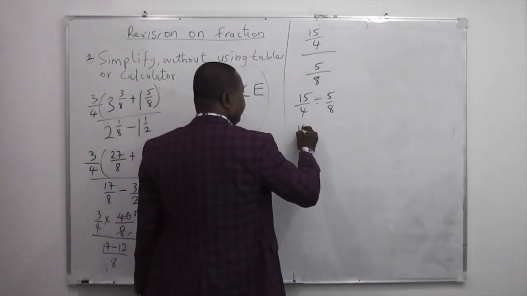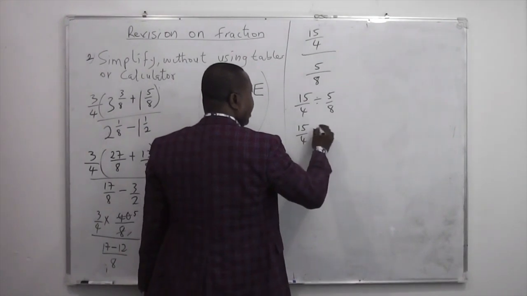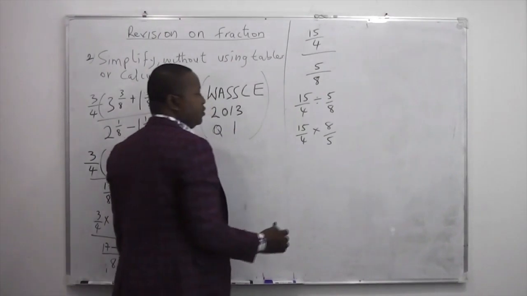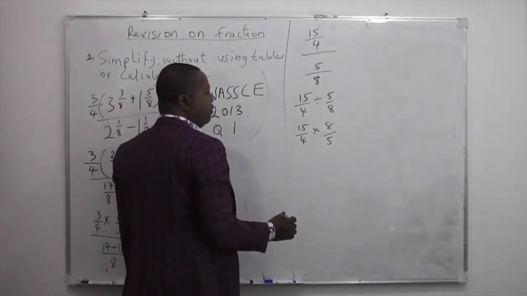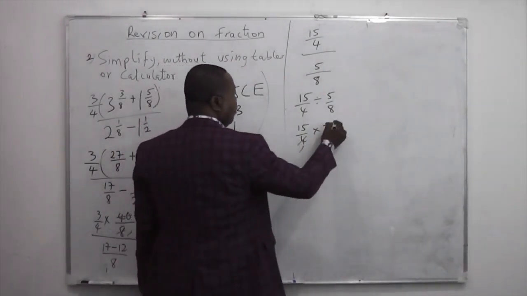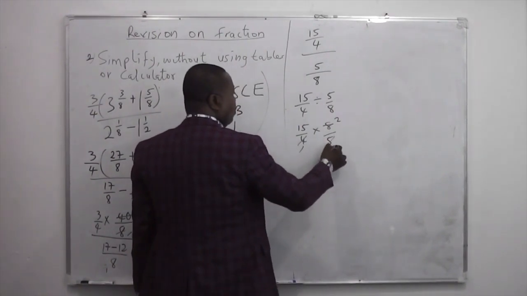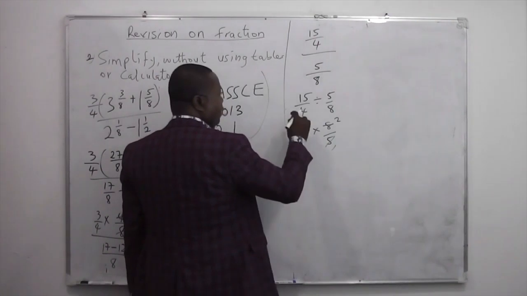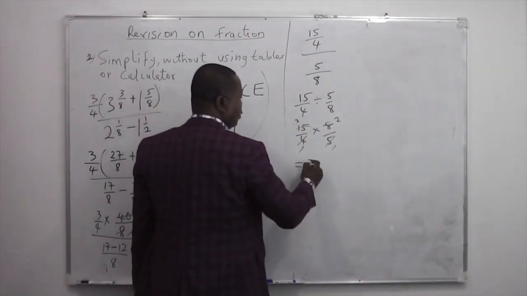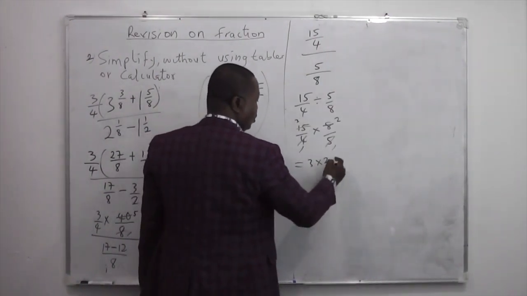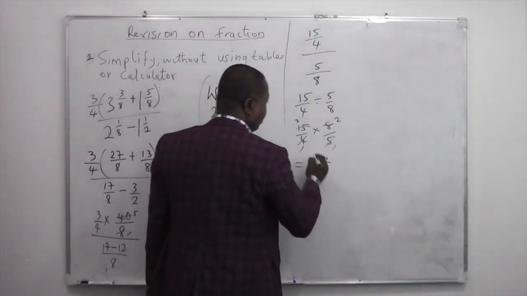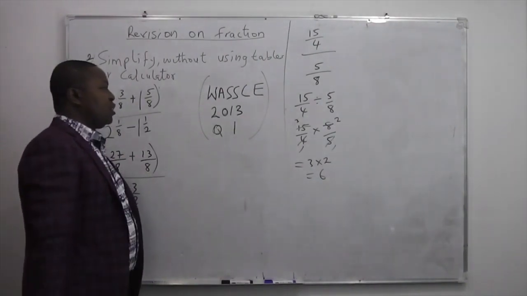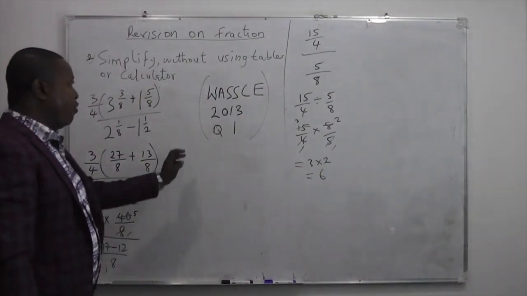invert: 15 over 4 times 8 over 5. So what do we do? Simplify further. 4 here 1, 4 here 2, 5 here 1, 5 here 3. What do we have left? We have 3 times 2. 3 times 2 equals 6. Nothing is at the denominator because it is 1 times 1, which is 1. This is the final answer for this question.